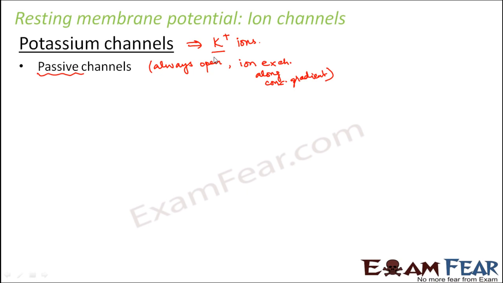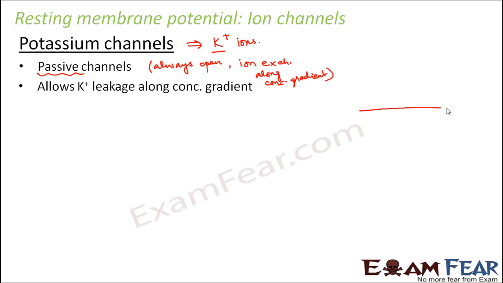That is what we understand, right? So they allow potassium leakage along the concentration gradient, from high concentration to low concentration. Now, in the previous slide, I told you that the concentration of potassium is high inside the axon. Now let me draw here. Let us suppose this is the membrane and these are the ion channels.